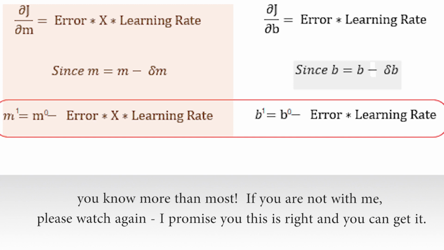By substitution, the new value of m equals m sub 0, the original m, minus, by substitution, the error times x times the learning rate. Do the same thing for b. The new value of b equals b sub 0, or the existing value of b, minus the error times the learning rate. That's it.